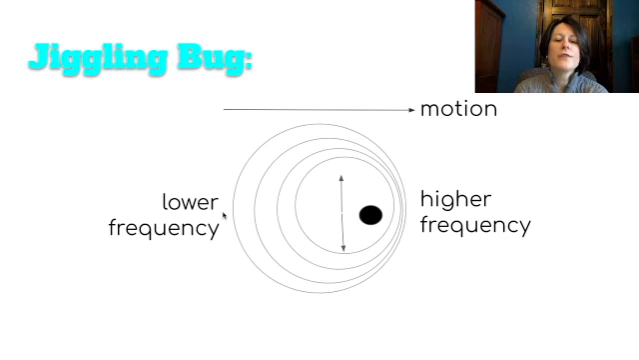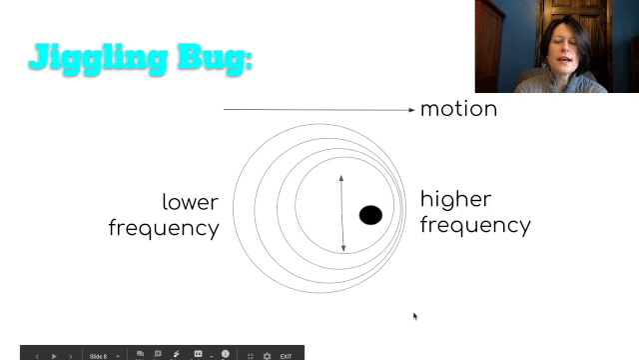So if it is moving away from an observer, they see lower frequency. They see a red shift because red light waves have a lower frequency than blue light waves. And if you are an observer over here, you see higher frequency, which is a blue shift, if it is moving towards you. And so this is how astronomers know that the universe is expanding.